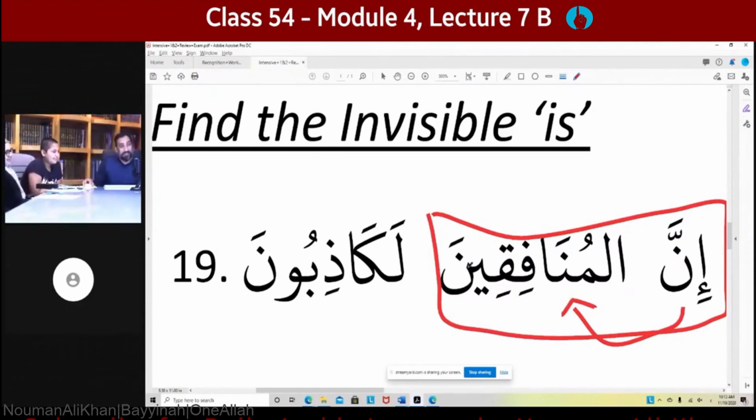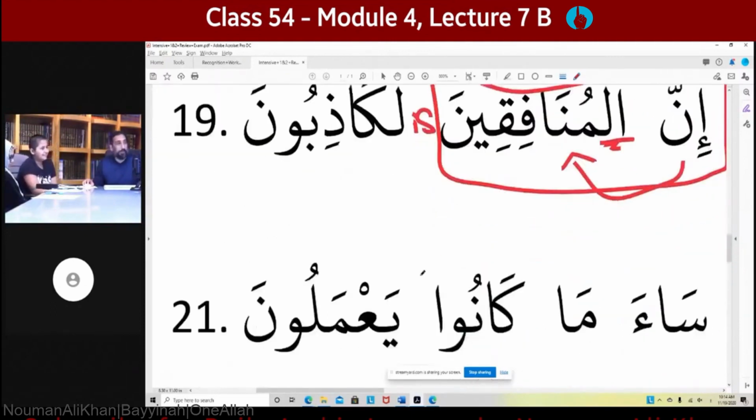Okay. This is not connected to this. Why? Because first of all, how could something be connected? It could be mudaf ilayh. It isn't mudaf. It could be mawsuf sifat. No, this is nasab and this is rafa. There's no connection. When there's no connection, it exists. The hypocrites are the liars. Okay.